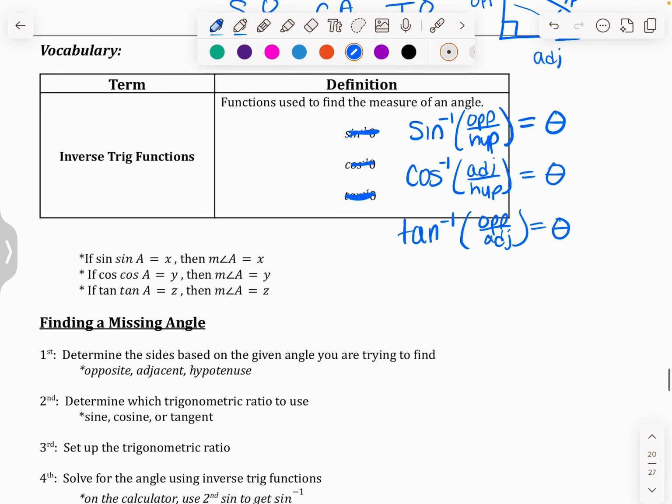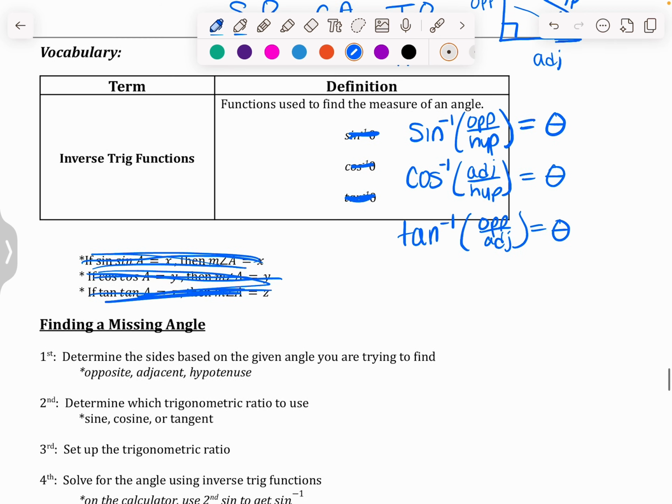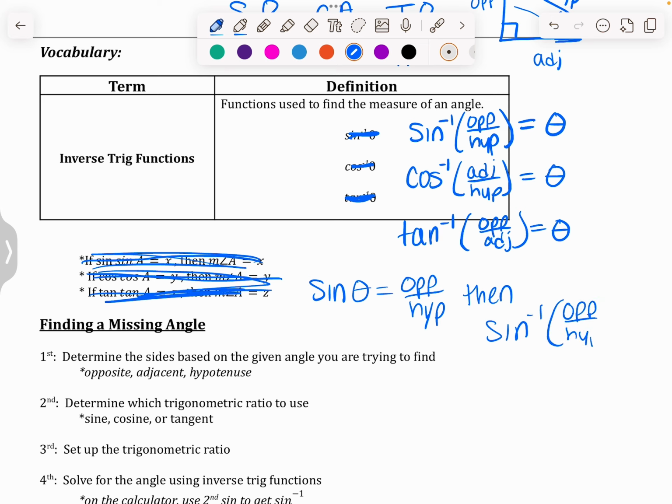All right, so these are also wrong. There were a few typos in the notes, so just ignore that. Okay, this is basically saying that if sine of the angle equals opposite over hypotenuse, then the inverse sine of opposite over hypotenuse will equal the angle. So if that, then that. And that's true for all three. So if cosine of the angle equals adjacent over hypotenuse, then inverse cosine of the fraction equals the angle.